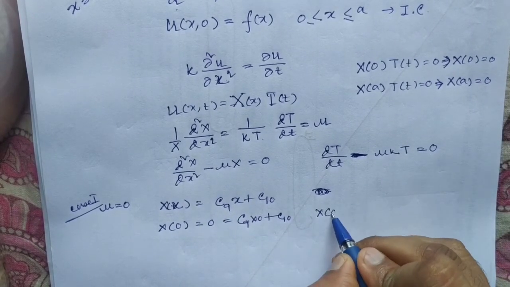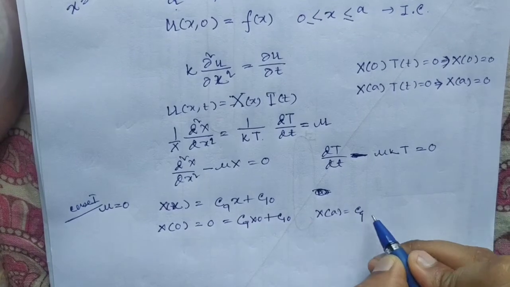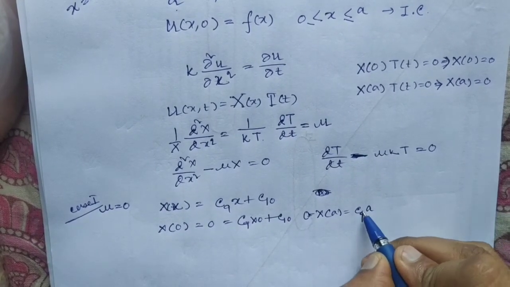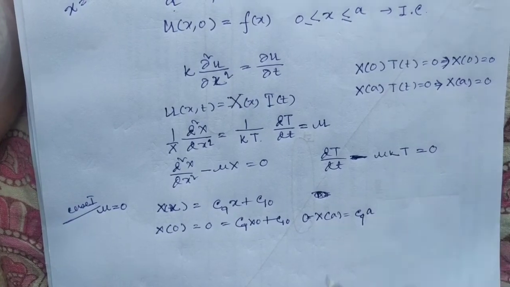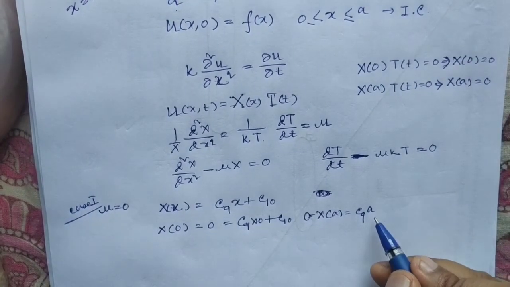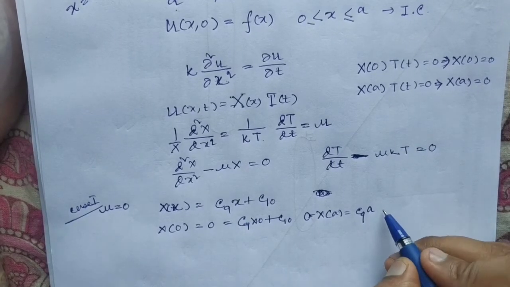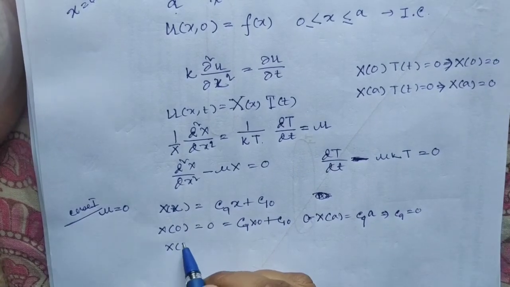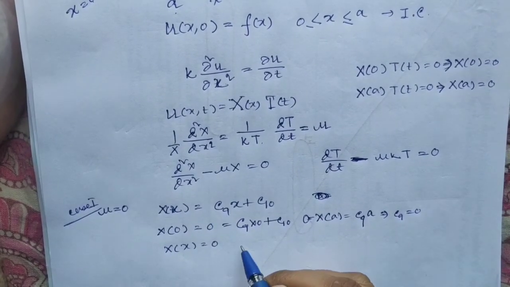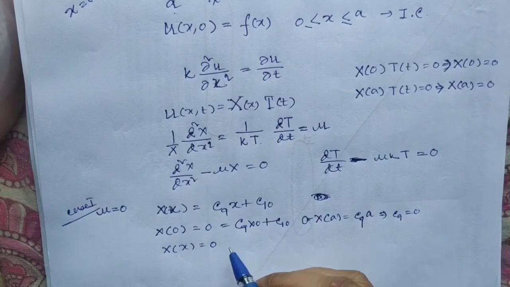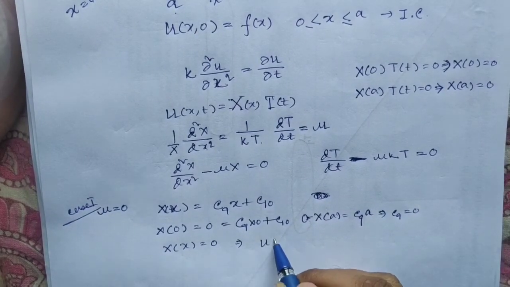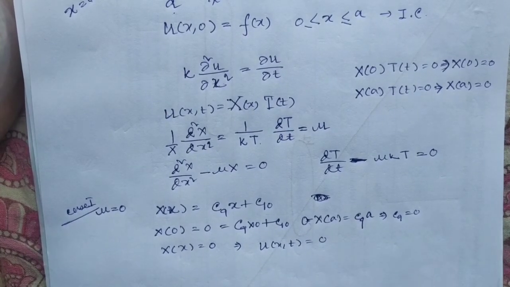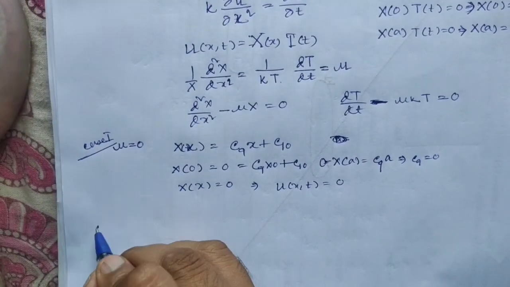Now X(a) is equal to C9 a plus C10, and C10 we have found already to be 0. So see, a cannot be equal to 0, right? Because this is the length of your bar, and so your C9 is 0 as well. So your X is identically equal to 0. So whatever be your value of capital T, you find that u(x,t) is identically equal to 0, which is leading to a trivial solution. So we don't take that.